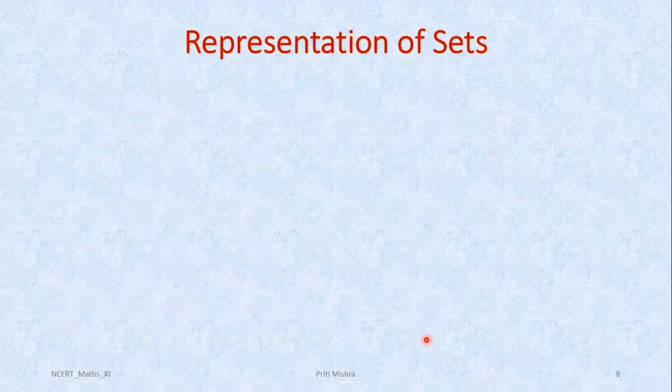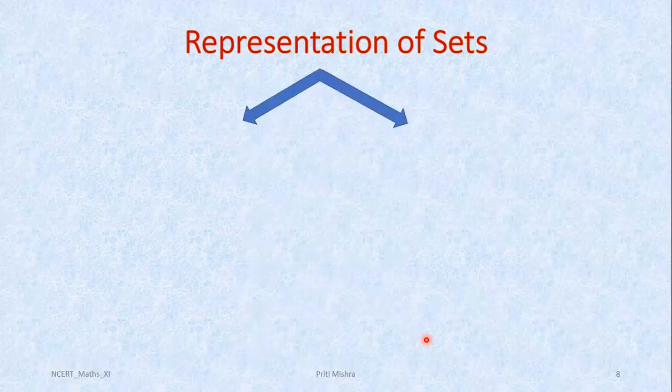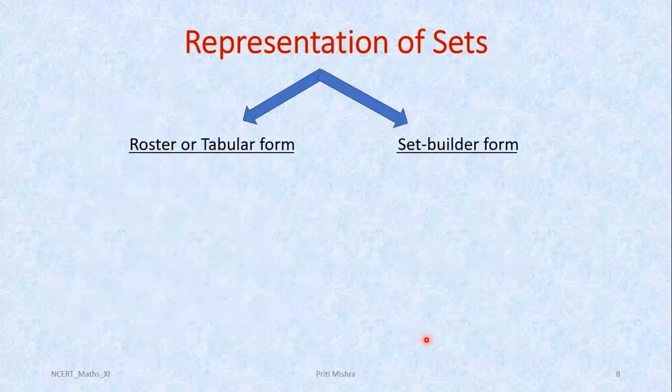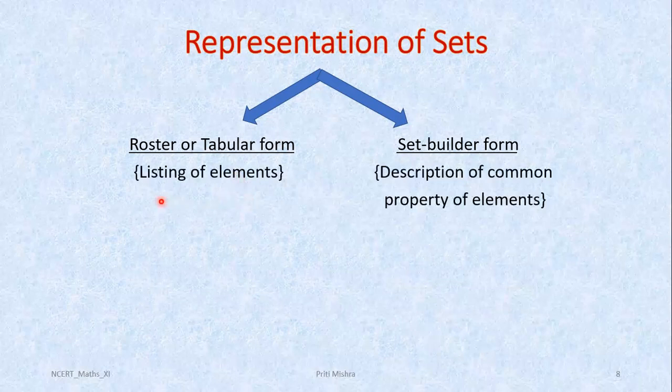Now let's find out about the representation of sets, meaning how we can write a set. How many ways do we have to write down a set? We have 2 ways. The first one is roster or tabular form. The other one is set builder form. In roster or tabular form, we just write down all the elements as they are, listing all the elements within curly braces. This frames the roster form.